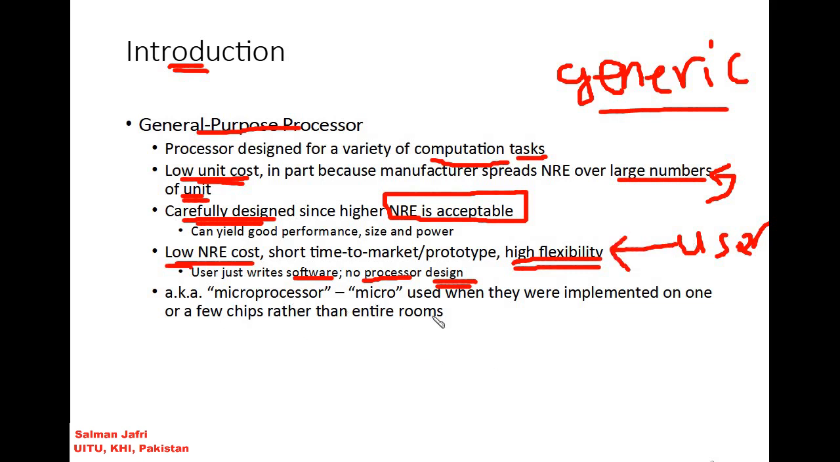Also known as microprocessor. Micro was used when they were implemented on one or a few chips rather than entire rooms, right? And we also know from previous discussion that microprocessor stems from the fact that the processor started to be manufactured on a single silicon chip. So that's the idea.